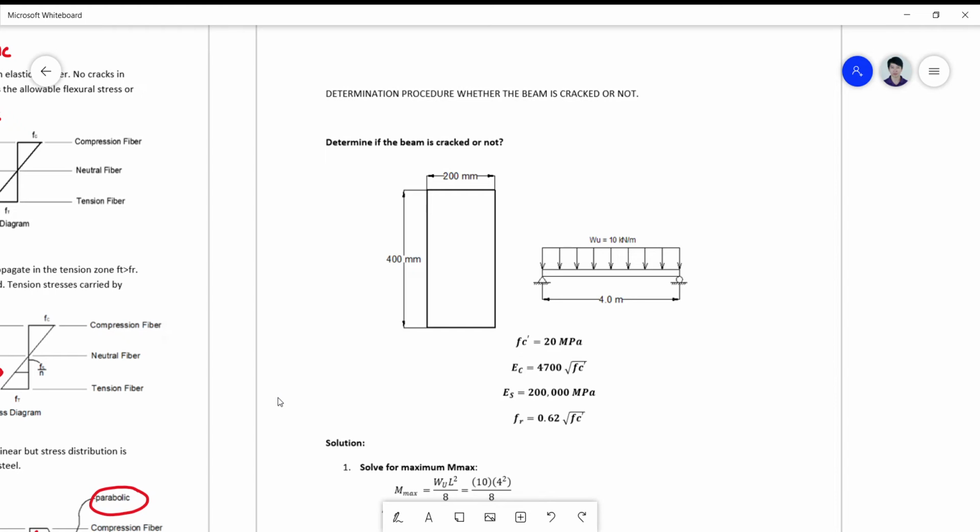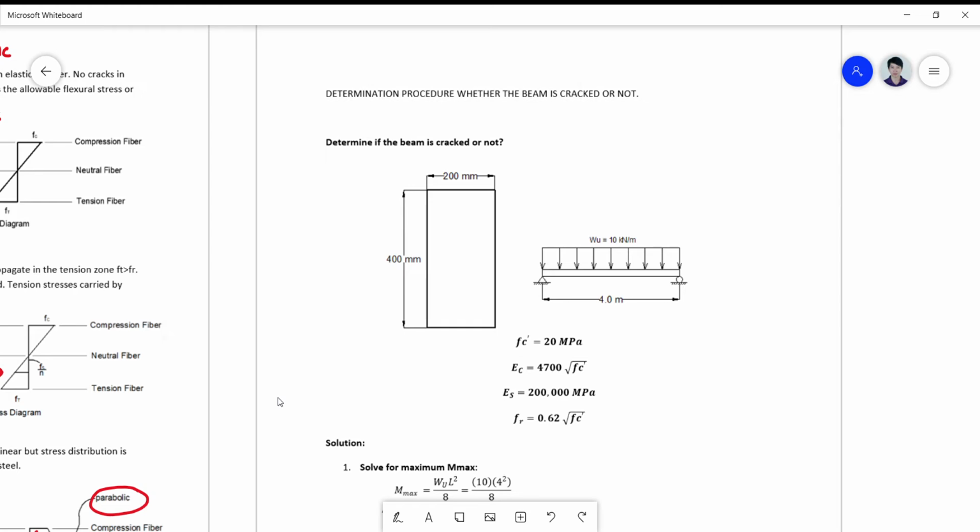Okay, so let's now have an example on the stages, but we focus this problem in the determination whether the beam is cracked or uncracked. Okay, so this problem focuses on the procedure and how to determine whether the beam is cracked or not.